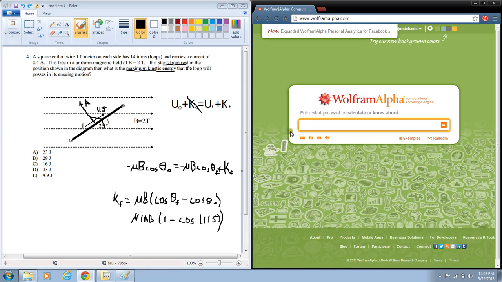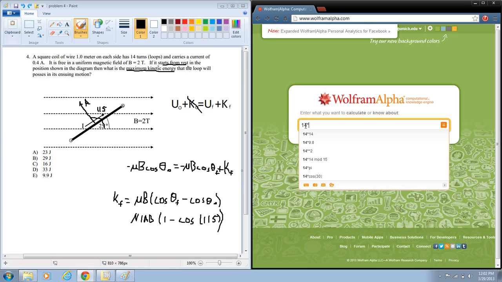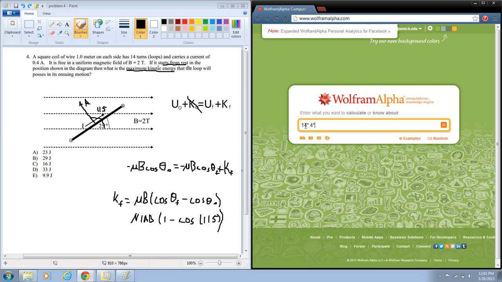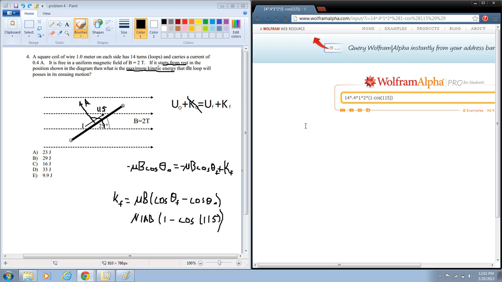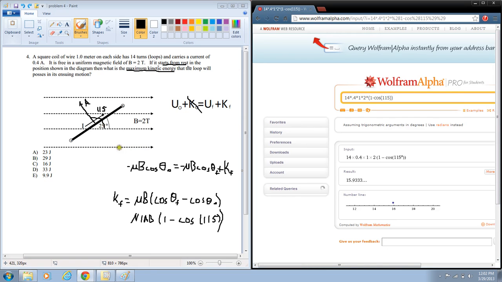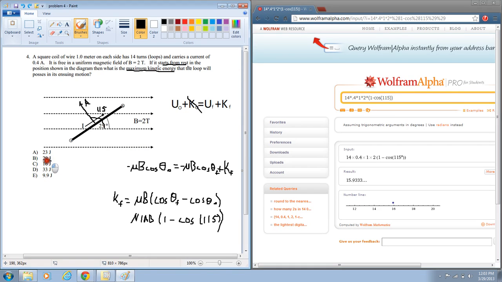And we can plug that in using N equals 14, I equaling 0.4, A equaling 1 squared, and B equaling 2. We then multiply that by our 1 minus cosine of 115. We're then given our answer of 15.93, which gives us C.